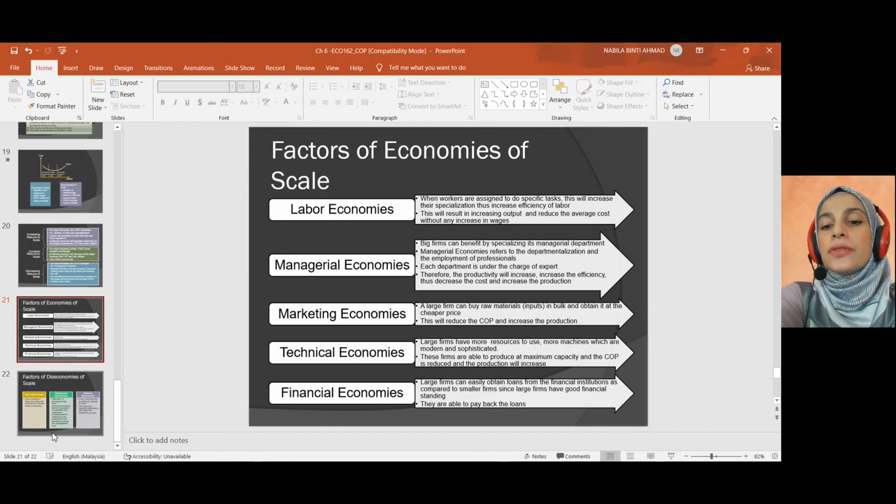Technical economies, large firm have more resources to use more machines which are modern and sophisticated. Jadi lebih banyak sumber yang ada pada large firm, dia mempunyai teknologi yang canggih-canggih yang menyebabkan kos menurun, productivity meningkat dan dia akan achieve economies of scale. Financial economies, large firm can easily obtain loans from the financial institution as compared to smaller firms since large firms have good financial standing. Jadi biasanya company besar ni dia sentiasa mudah untuk mendapat pinjaman daripada banking sector ataupun financial institution. Jadi dia boleh gunakan dana itu untuk expand dia punya business. Jadi business dia menjadi lebih maju dan dia akan capai economies of scale.